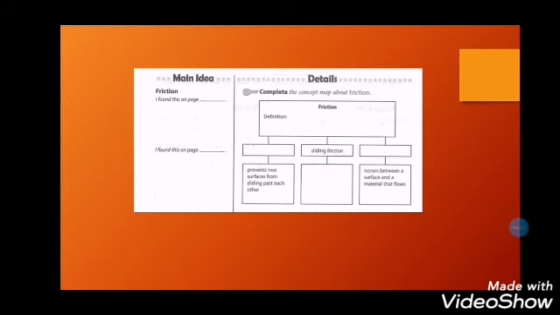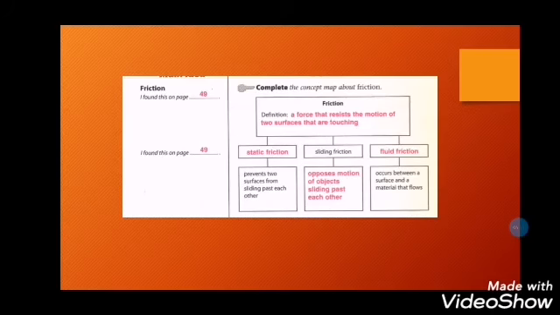Now, friction. Complete the concept map about friction. The answers are found on page 49. The definition: it's a force that resists the motion of two surfaces that are touching. And I have three types of friction: static friction, sliding friction, and fluid friction. The static friction is given. The sliding friction opposes motion of objects sliding past each other. And the fluid friction is the last one.